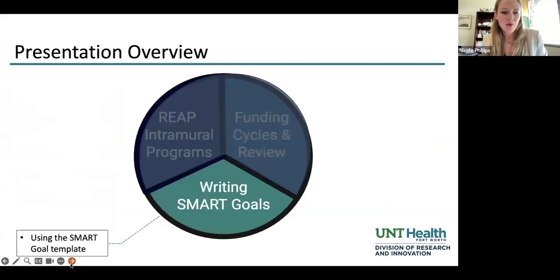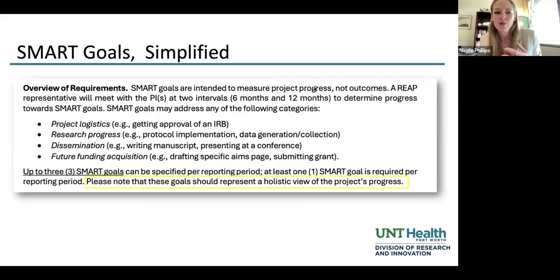Okay. So moving on then to writing SMART goals. We're doing okay on time. So SMART goals in the past have been a little bit more free form. So we tried to do what we can to standardize how people are submitting them, to make review easier from our side, but also to make it a little bit less burdensome on the applicant, because it can be a little bit of a tedious process. So we've taken a simplified approach to writing SMART goals, and I'm going to spend just a minute showing you the template that will be required for your SMART goal submission.